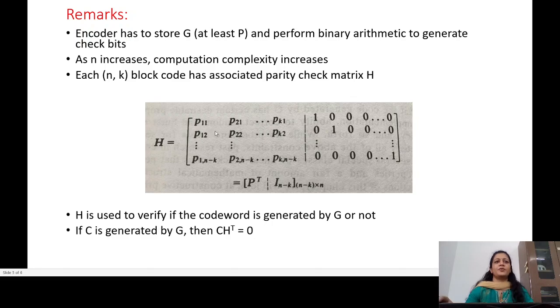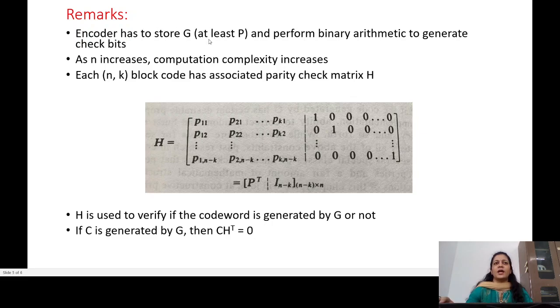So we have seen how to generate the code word with the help of a generator matrix. So let us have some remarks over this type of error detection method. Here if we want to generate the code word, we have seen that we are multiplying D with the G. So in G, the coefficient values are unknown to the user. So in order to generate the code word, our encoder has to store G, then only for a given data D, it can generate the code word C.